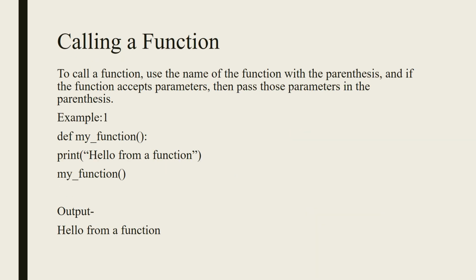Calling a function. To call a function, use the name of the function with parentheses. And if the function accepts parameters, then pass those parameters in the parentheses. Here is an example. Here we are defining a function called my_function to print the statement hello from a function, and then we are calling the function by mentioning the function's name, which is my_function, so we get the output.